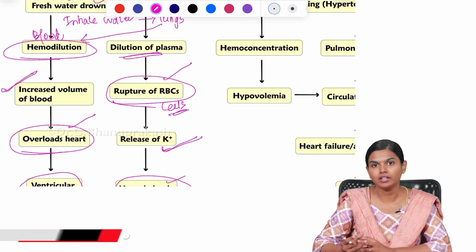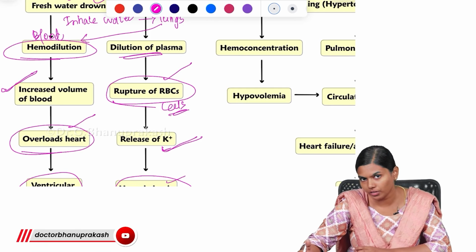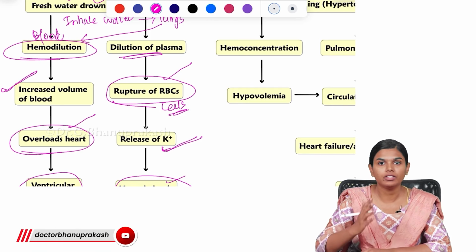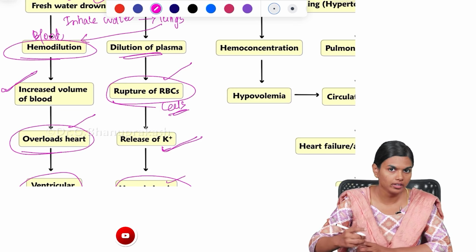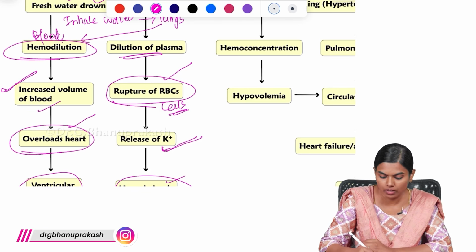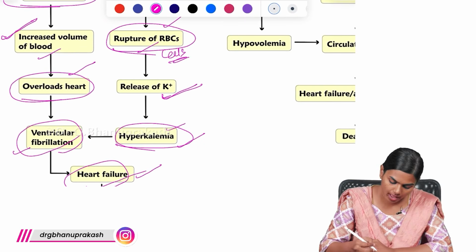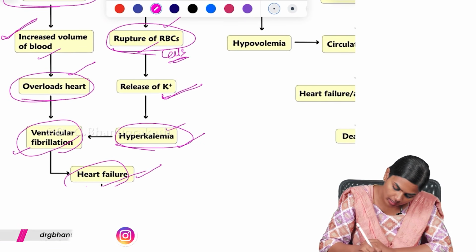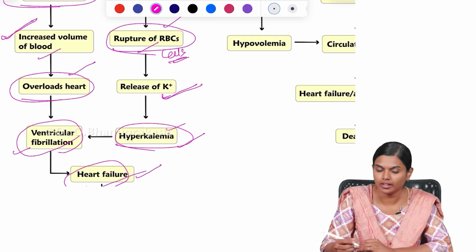So, there will be inhalation of water into the lung. Because of the hypotonicity of the fresh water, water from the lung will enter the blood. This results in increased blood volume, rupture of the RBCs, and eventually hyperkalemia and arrhythmia. So, when they ask you how death happens here, it is mainly arrhythmia. Freshwater drowning, it is arrhythmia.